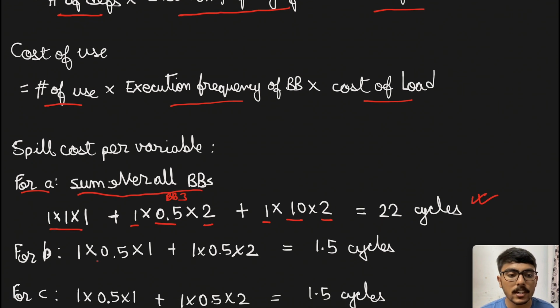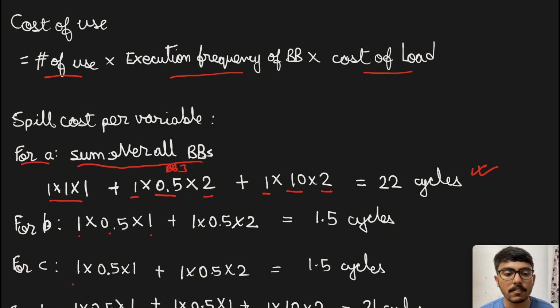Then we come to B. It has been used in only 2 places. One is basic block 2, I guess, and one is in basic block 3. So 1 into 0.5 into 1, which is the def in basic block 2, and 1 into 0.5 into 2 for usage in basic block 3. So it comes out to be 1.5 cycles.